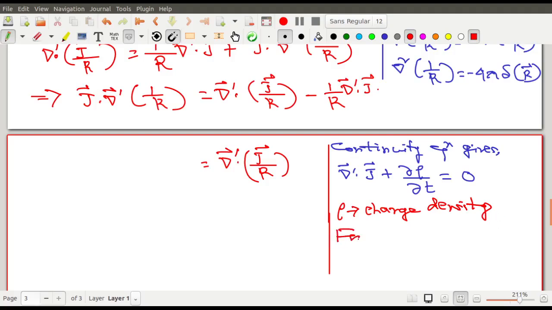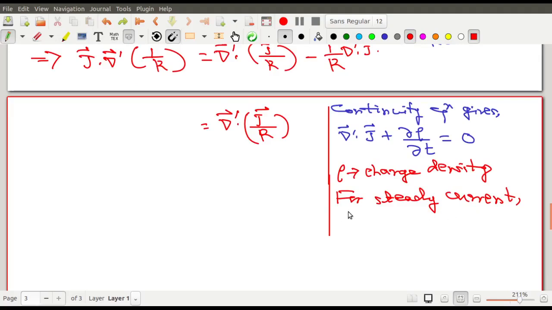Now for steady current, whatever we are studying over here, the current is constant, so current will be constant if the charge is constant, right? We are studying steady current, where the current is constant. Suppose I consider a wire, the current is always I, so the charge density is not changing, because the current is constant. So for steady current this del rho by del t is 0. Steady means something which doesn't change with time, so that is why del rho by del t equals 0.